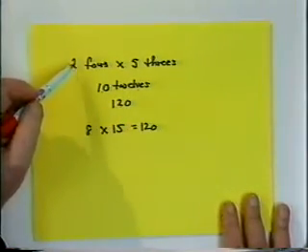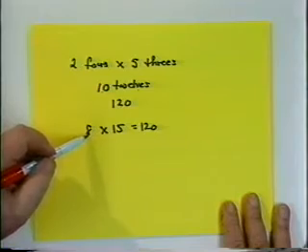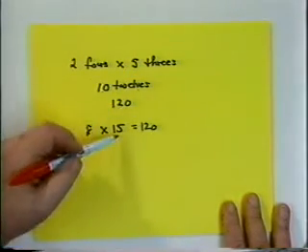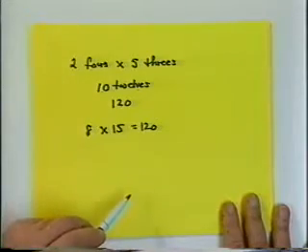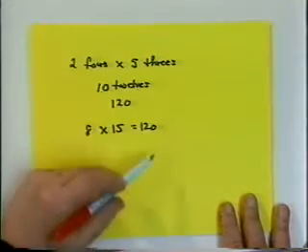On the other hand, another name for 2 4s is 8, isn't it? Another name for 5 3s is 15. And 8 times 15 is 120. We get the same answer either way.